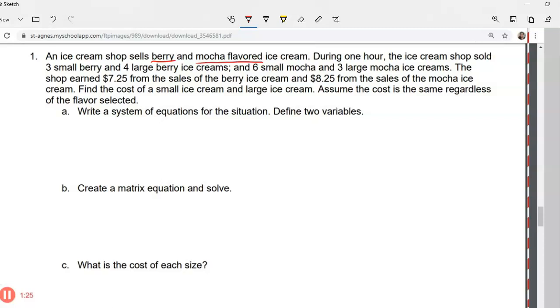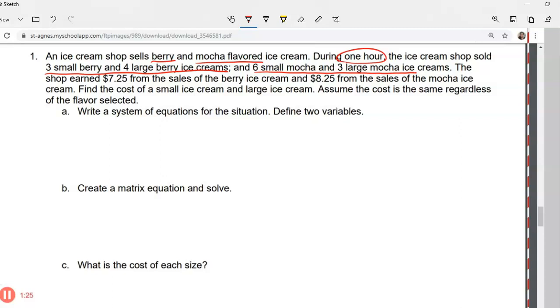It says during 1 hour the ice cream shop sold 3 small berry and 3 large. So I would just underline this part. Then it says they sold 6 small mochas and 3 large mocha ice creams, and that's within that hour. Now we'll just circle that's what was happening for the small berry, large berry, and then small mocha, large mocha.